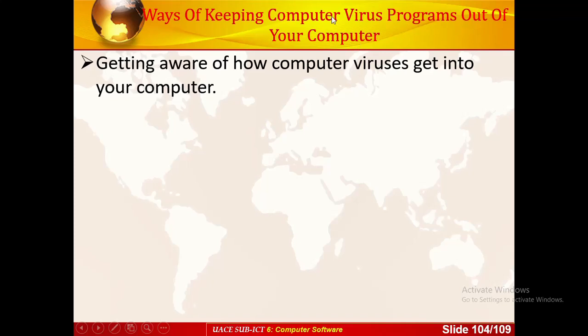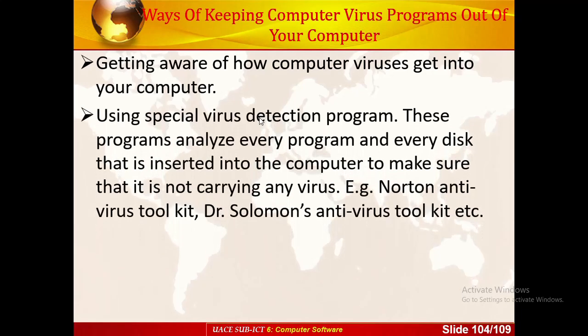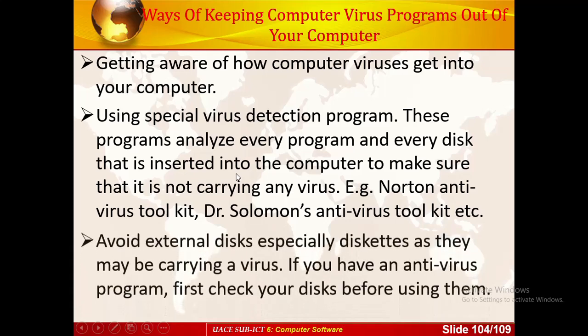Ways of keeping computer viruses out of your computer. How can you keep viruses out of a computer completely? One, become aware of how computer viruses get to your computer. This is very important. You need to know how computer viruses enter your machines. Then you can protect them using special virus detection programs. These programs check every program and every disk that is inserted into the computer to make sure it's not carrying any viruses. So that is what we can do to always protect our machines.